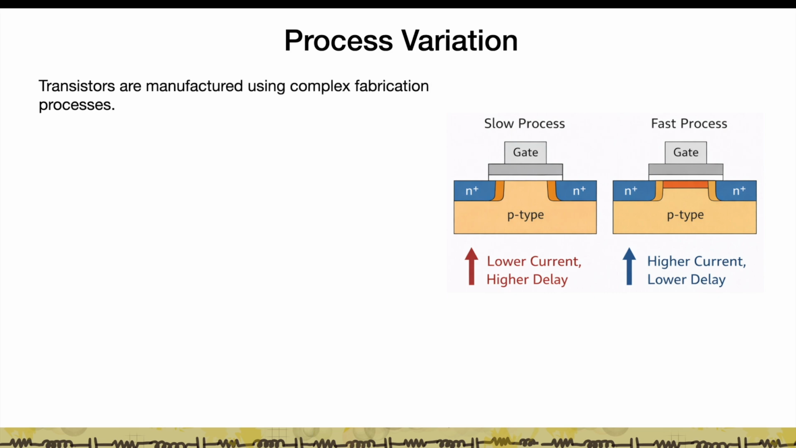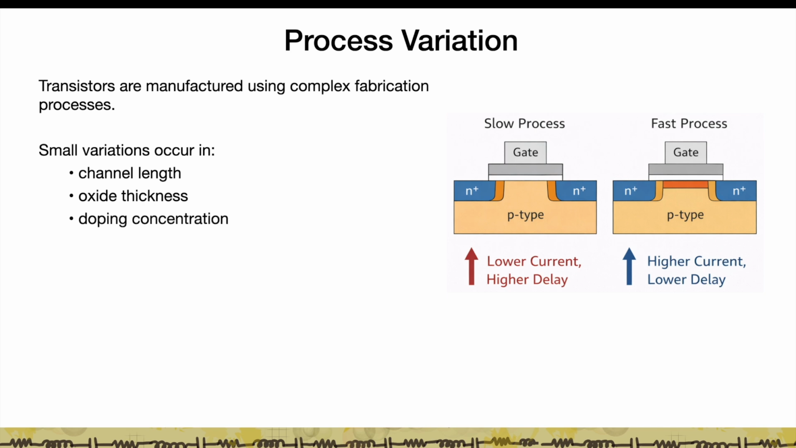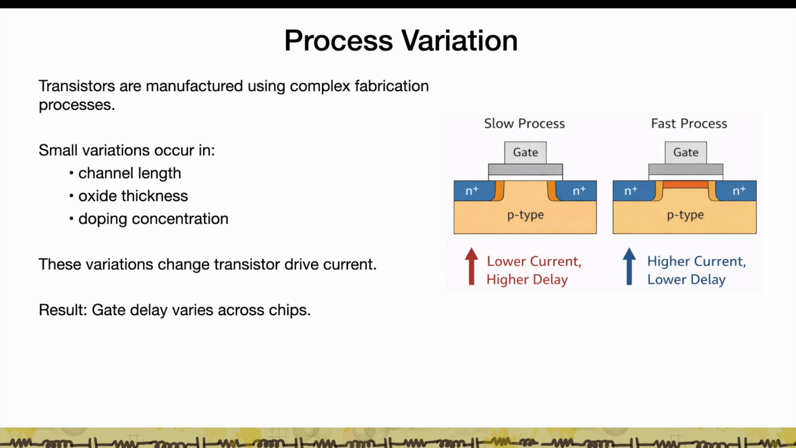Let's start with process variation because it's one most engineers don't fully appreciate until they've seen it in real data. Transistors are fabricated using some of the most precise manufacturing humans have ever developed. Lithography, doping, deposition, etching, all controlled to atomic scale precision. And yet, despite all of that, you cannot make two transistors exactly the same.